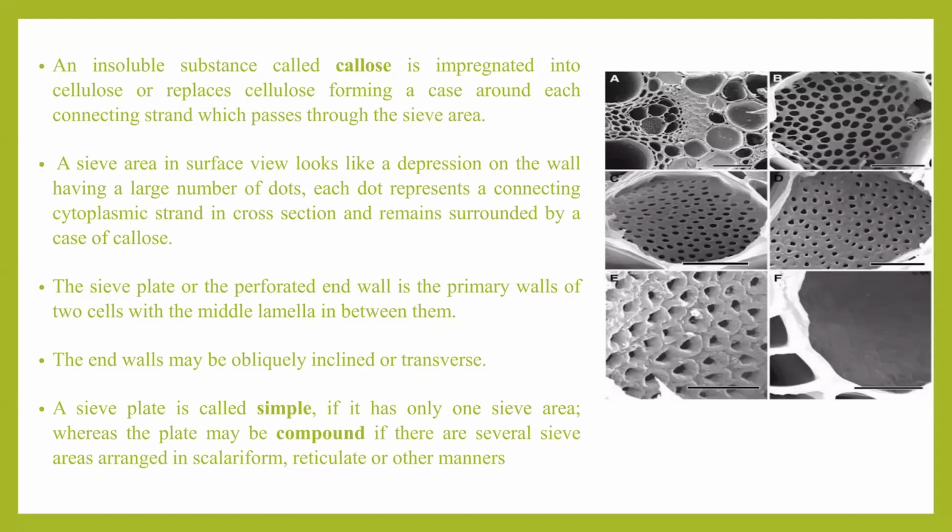The sieve plate, or the perforated end wall, is the primary wall of the two cells with the middle lamella in between them. The end walls may be oblique, inclined, or transverse. The sieve plate is called simple if it has only one sieve area, whereas the plate may be compound if there are several sieve areas arranged in scalariform, reticulate or other manners.